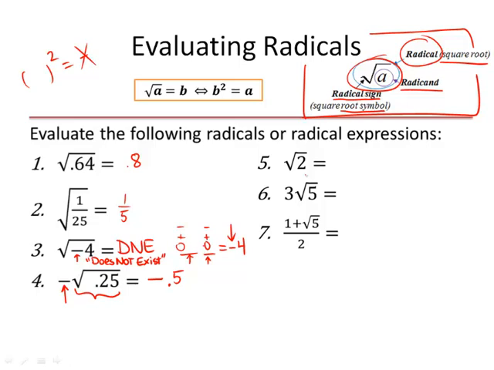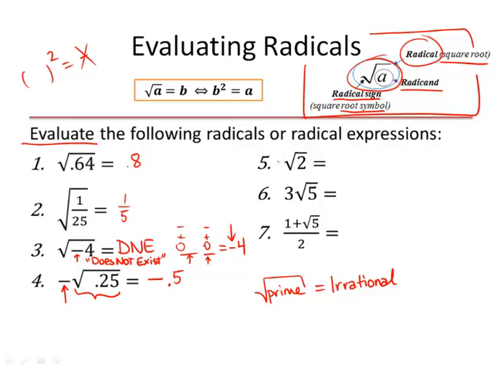Square root of 2, what times what is 2? I can't think of anything, can you? 2 is actually a prime number. You'll notice eventually that if you take the square root of a prime number, it's usually going to be an irrational number. It's not going to give you a nice number. So we're going to need to use a calculator to approximate this root if it's asking us to evaluate.